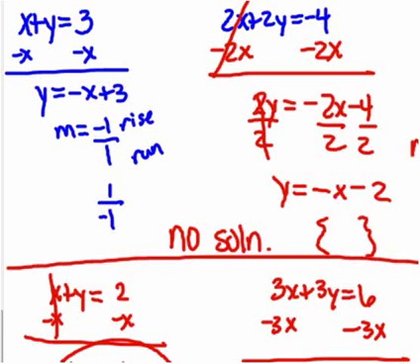So intersecting lines have one unique solution. It is called a consistent system, and the equations are independent of each other. Parallel lines have no solution. They are called an inconsistent system, and the equations are independent of each other. Coinciding lines, meaning that they lay on top of each other, they're the same line, have infinitely many solutions. They are called a consistent system, but they are dependent equations because they're the same equation, so they depend on each other. Okay? Those are just some vocab words that you're going to want to familiarize yourself with.